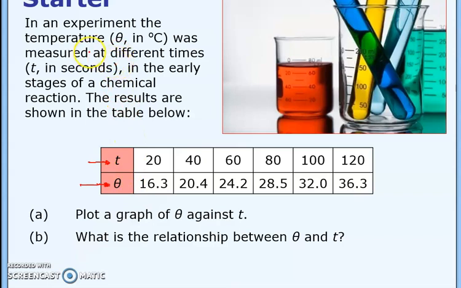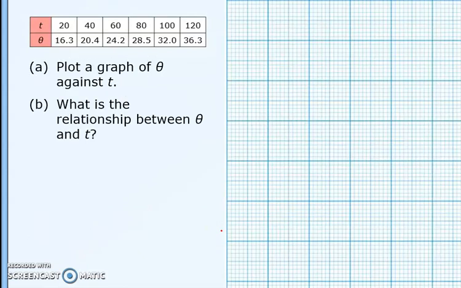It's measured at different times, so it looks like it's being warmed up, and it's how quickly the temperature of this thing rises. Either it's warming up because of a reaction or whatever, or it's being warmed up because it's got a Bunsen burner underneath it. Basically we want to draw a graph of the temperature against time and then work out the relationship. So let's have a go at this.